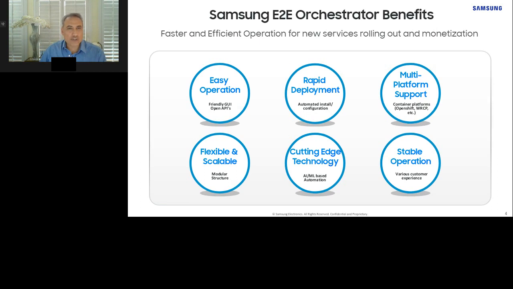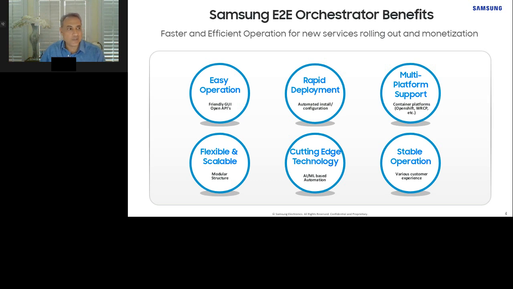So we talk about the orchestrator benefits of what Samsung brings. Easy operation, a friendly GUI, and open APIs is key to being able to operate your network, whether you have folks manually instantiating the workloads or if it's done through an API in an autonomous manner from the OSS BSS. The APIs are open and ready to do that. Rapid deployment, the SCO is a cloud native function itself and can be deployed easily and configured easily as well.